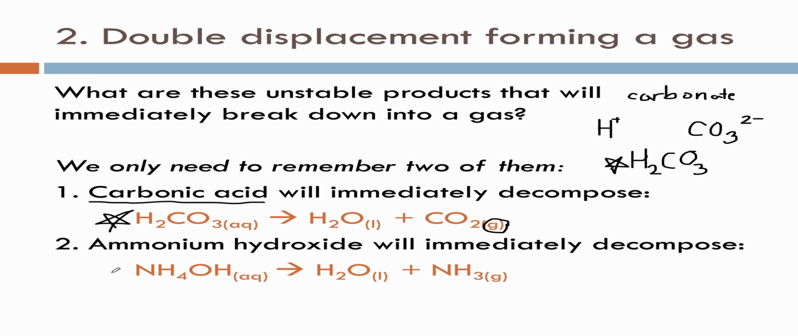The other one to watch out for is ammonium hydroxide. So if you see ammonium hydroxide as a product, that is not stable and it will immediately break down into water and ammonia gas. Just something to watch out for here. Ammonium is the polyatomic ion. Notice that it's NH4 and it carries a +1 charge, which is why it could even bond to that hydroxide, right, and make ammonium hydroxide.